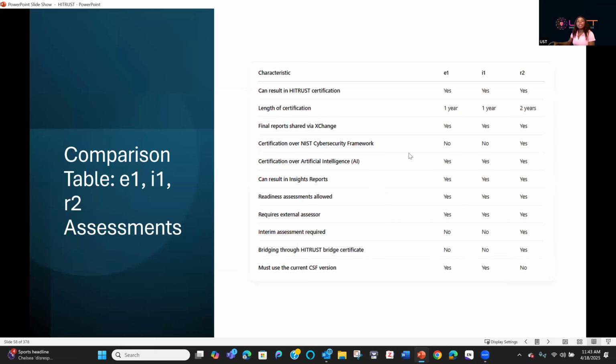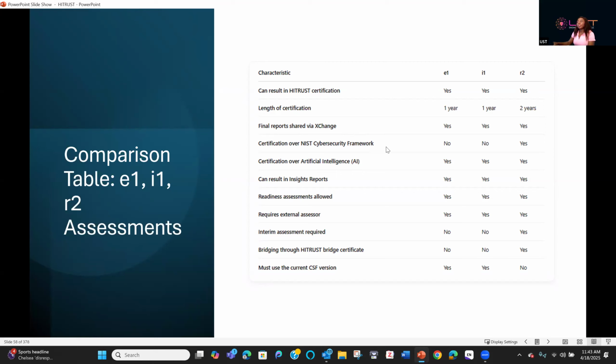And this literally covers everything that we've said so far. We've had the characteristics, we have E1, I1, and R2. Can they result in HITRUST certification? Yes, they can all result in HITRUST certification. Length of duration, these two for 1 year and the other one for 2 years. Final report share via exchange, absolutely.